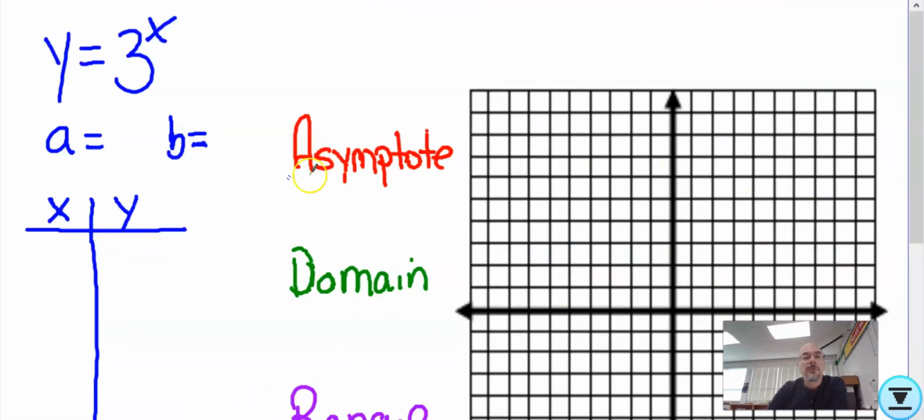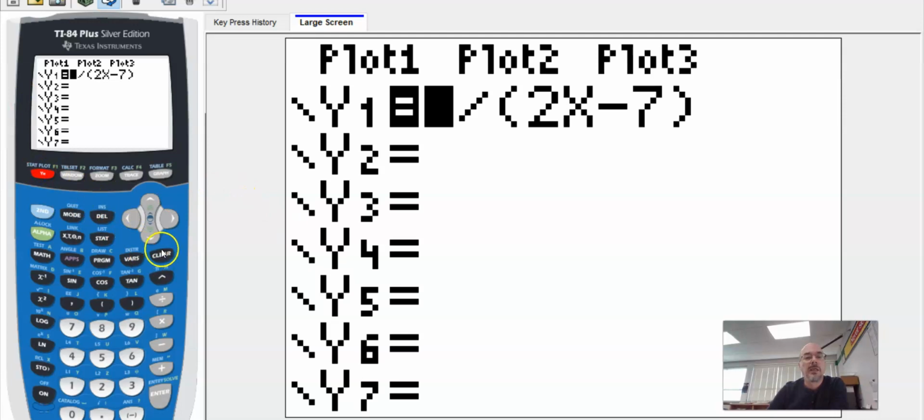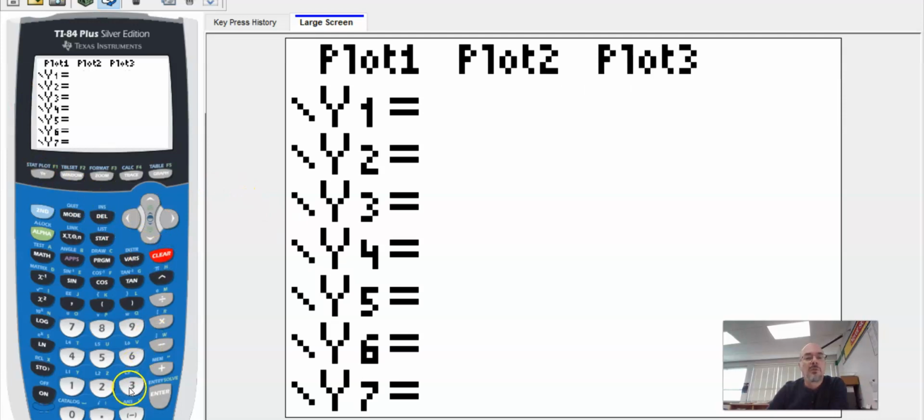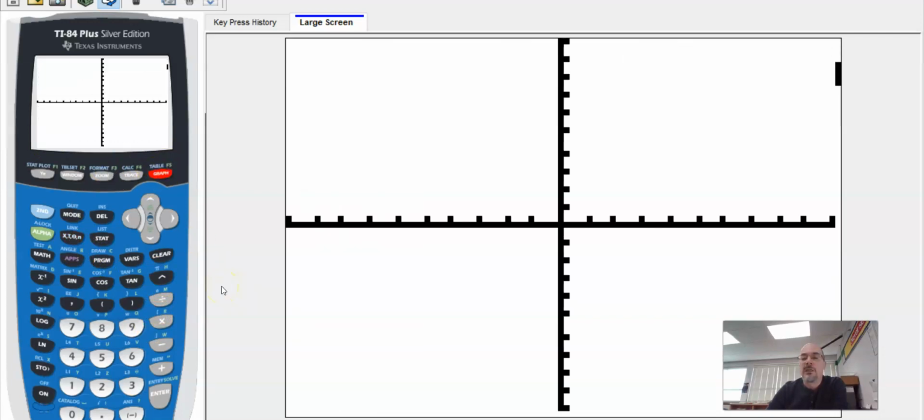So our first example here is y equals 3 to the x power. I'm just going to go ahead and put that into my y equals, 3 to the x power. I'm going to look at the graph, and we can see that it is curving up. It comes from the left and it curves up like that. Now I'm going to be a little bit more precise with some of my dots.